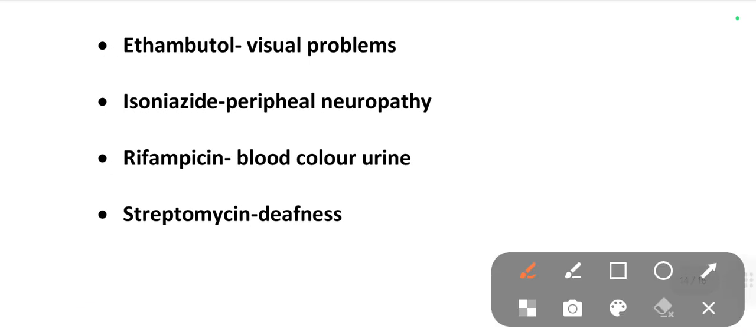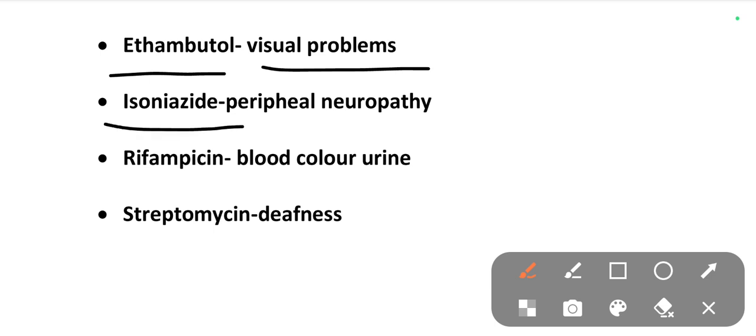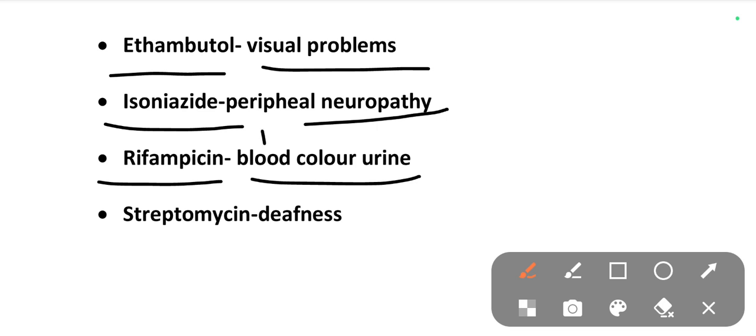The first one is ethambutol, which causes visual problems, and next one is isoniazid, which causes peripheral neuropathy, and rifampicin causes red color urine. Okay, red color is nothing but blood color. Blood color urine we can see in the case of rifampicin usage, and streptomycin causes deafness.